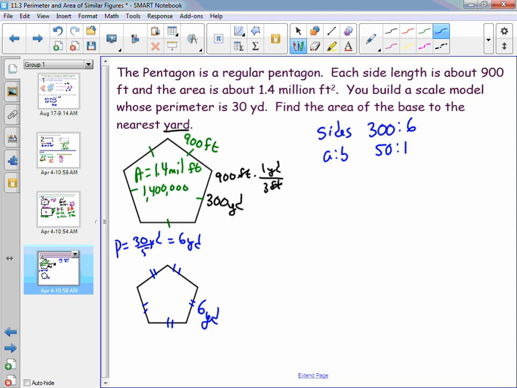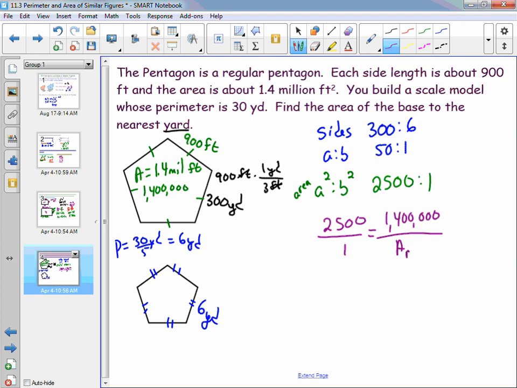In order to find the area, we're going to need the ratio of areas. So we are going to go A squared to B squared, and again, this will be the areas. So we're going to square both of these, and we get 2,500 to 1. We will now set up a proportion. So 2,500 over 1 is equal to the area, 1.4 million, over the area of the model. And now we are simply going to cross multiply and solve.